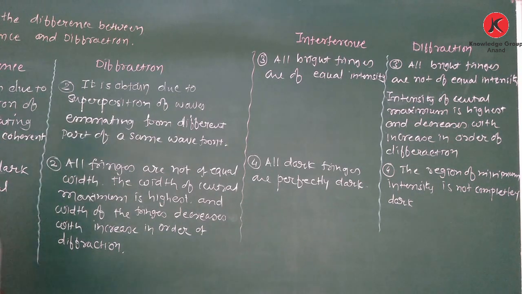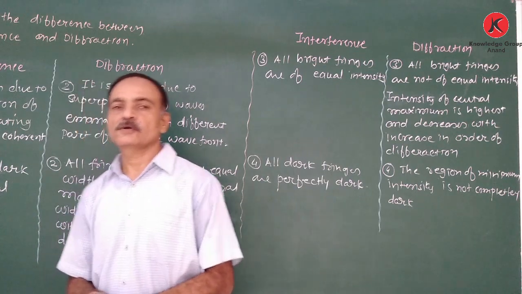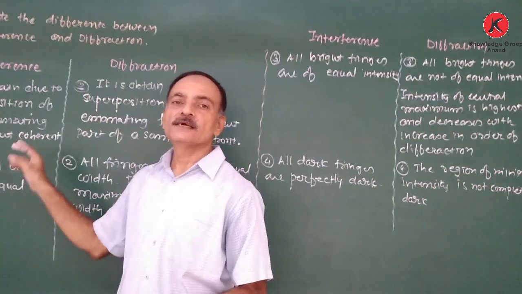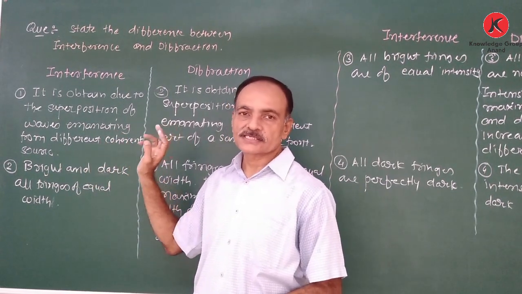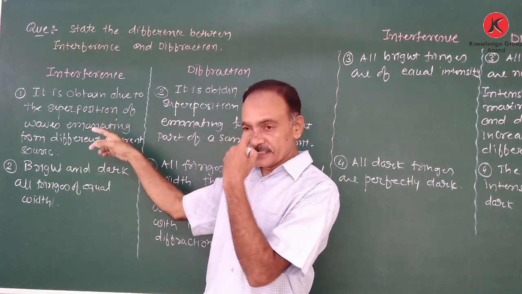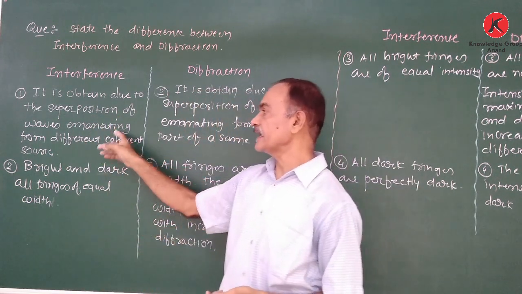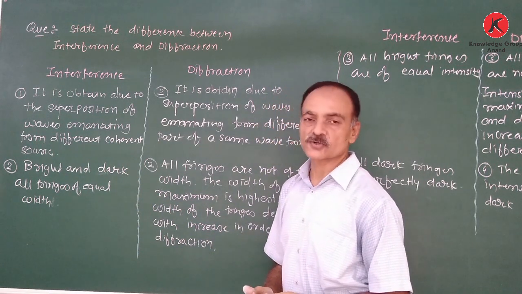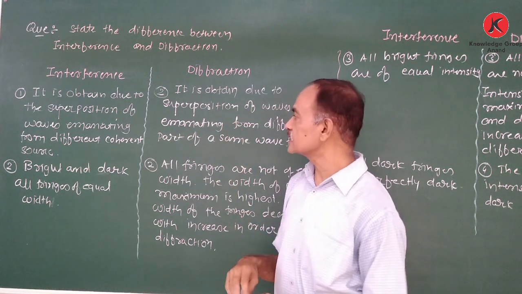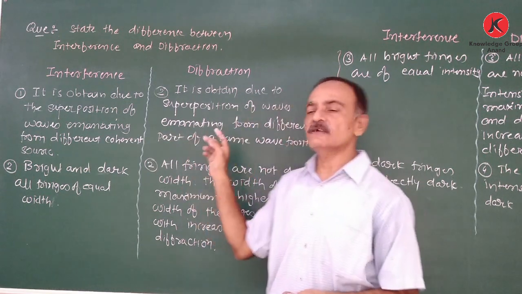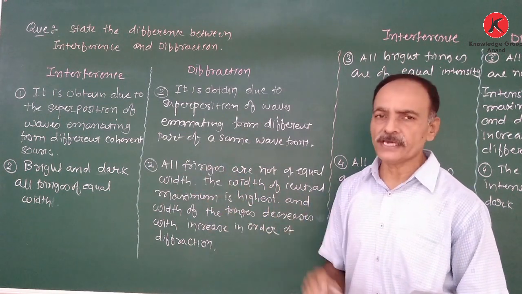Again, we revise it. Here, the interference pattern is formed due to the superposition of waves, but these waves must be emanating or produced by two coherent sources. While in diffraction, it is also obtained due to the superposition of waves. These waves are emanating from different parts of the wavefront which is incident on a slit.